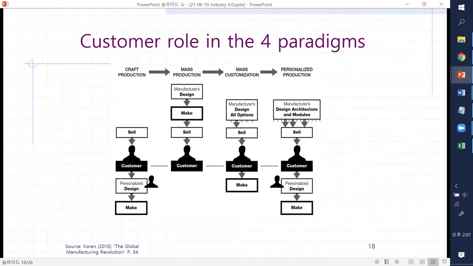Now it has changed to mass customization. The customer has more power, so they are involved in the purchasing process. Nowadays, options are more popular so that we can choose among different options. So there is more variety of choice or product. And it further comes to personalized production, where the customer may be involved in the design process. We see this.